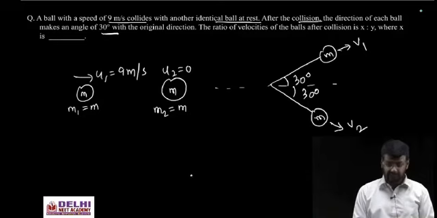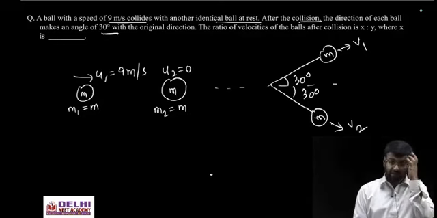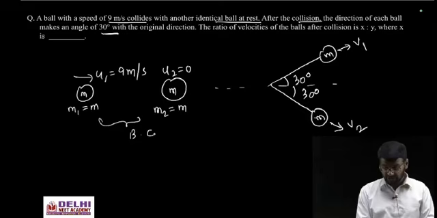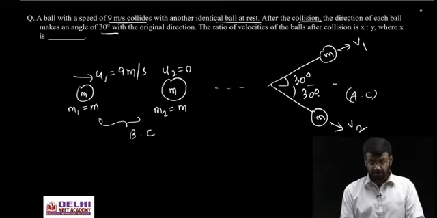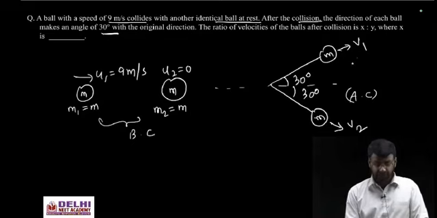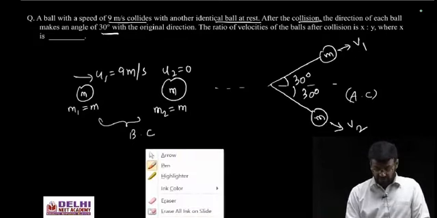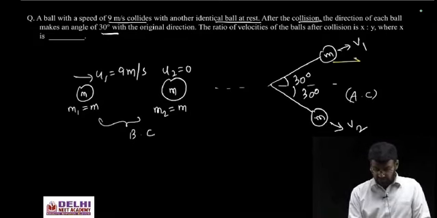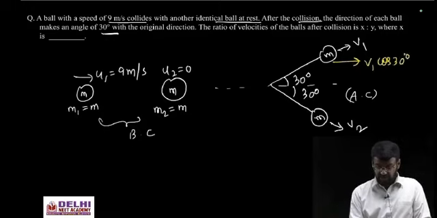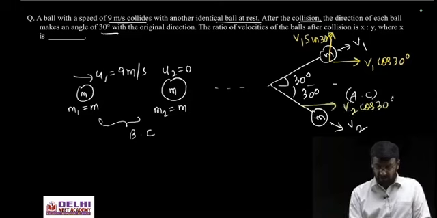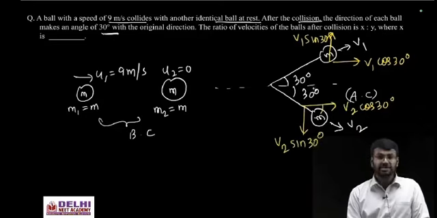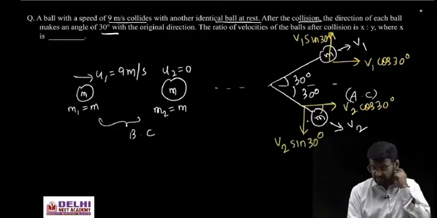The reason is because in collision we know momentum will be conserved, isn't it? This is before collision and this is after collision. Now since you have the velocities at a certain angle, we need to resolve the velocities. So one velocity you will get in this direction. This is V1 cos 30 degrees and this is V1 sin 30 degrees, and same thing for this also. This is V2, so this is going to be V2 cos 30 degrees and this is V2 sin 30 degrees.